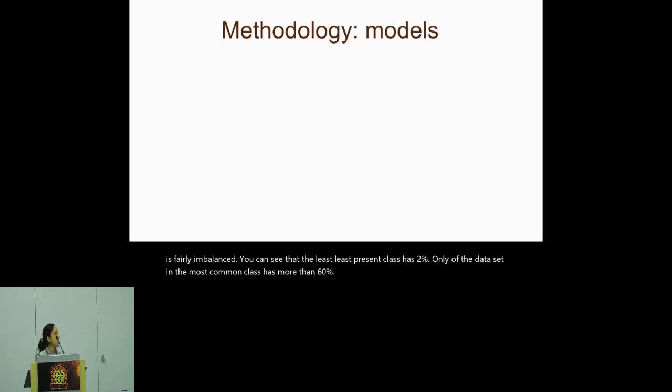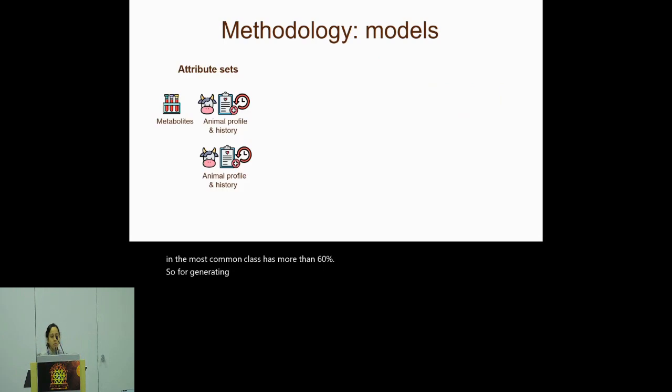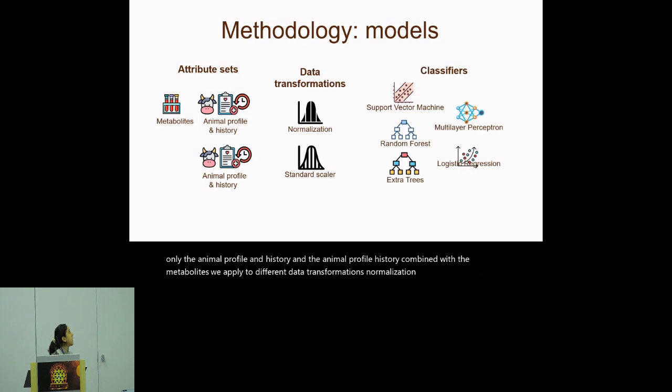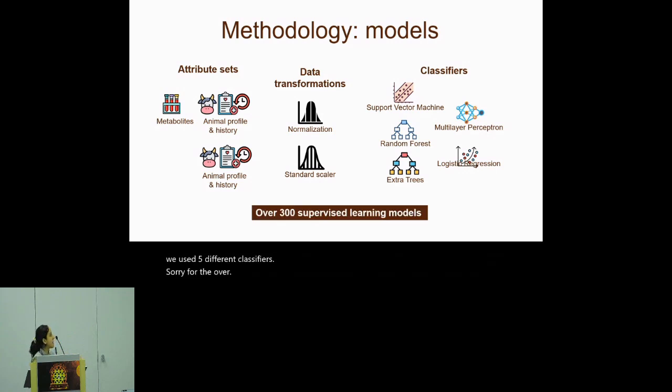So for generating our classification models, we consider 2 different attribute sets. So using only the animal profile and history, and the animal profile history combined with the metabolites, we apply 2 different data transformations, normalization and a standard scalar, and we used 5 different classifiers. So at the end, we generated over 300 supervised learning models, and I'll present you the preliminary results we have so far of the best performing models.